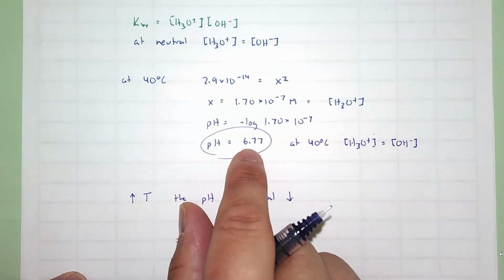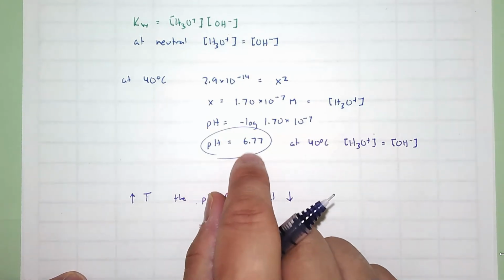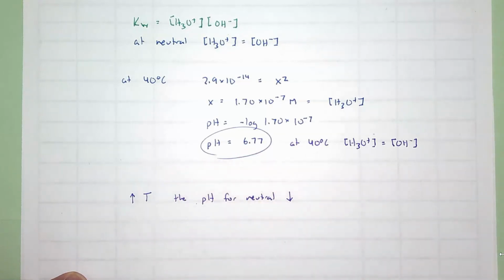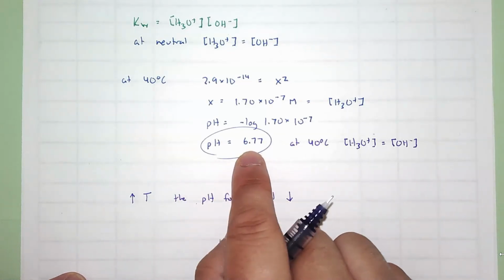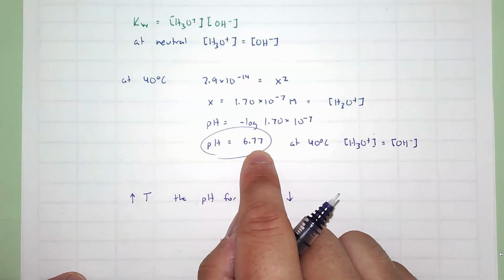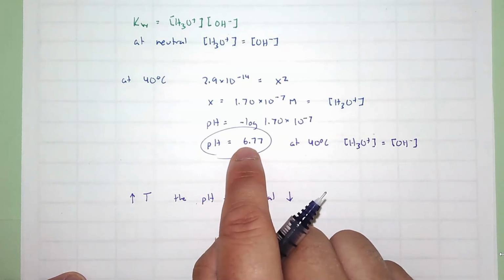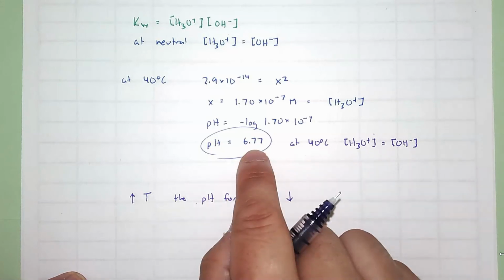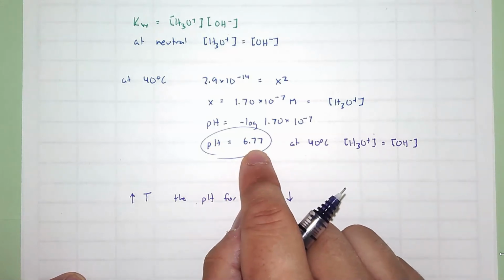It would be acidic if the temperature was 25 degrees C and we got a pH of 6.77, but now we redefined neutrality for it to be 6.77. So something like 6.9 at 40 degrees Celsius would be considered basic.